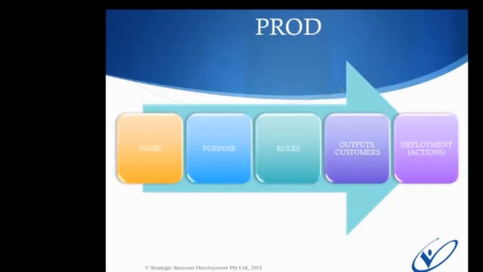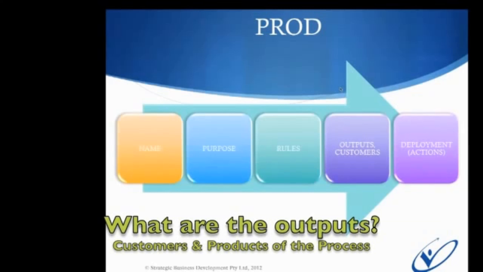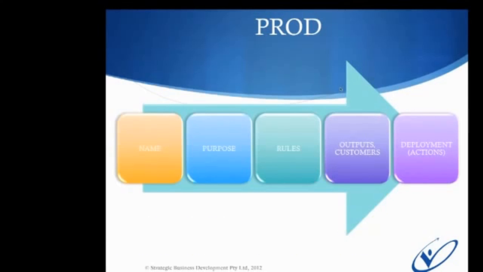We then define the outputs, and in some cases who's the customer who receives that output. That's the O. In terms of outputs for our example, the two outputs from this process would be an updated mailing list and the latest copy of the newsletter.